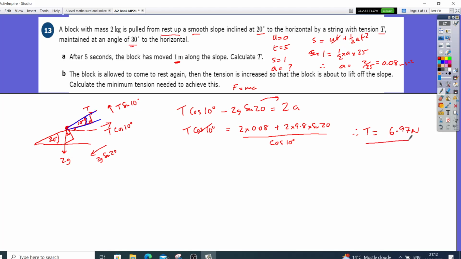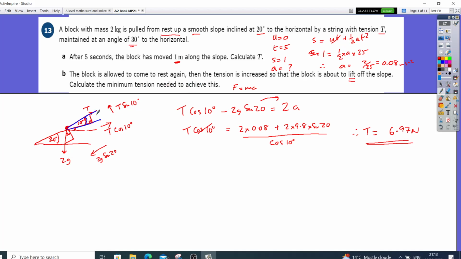Now keep this answer in your calculator, because we might need it later, okay, to get the exact value. Now the next part, it tells you the block is allowed to come to a rest. So let's say it's come to a rest now, then the tension is increased so that the block is about to lift off the stop. Calculate the minimum tension needed to achieve this.